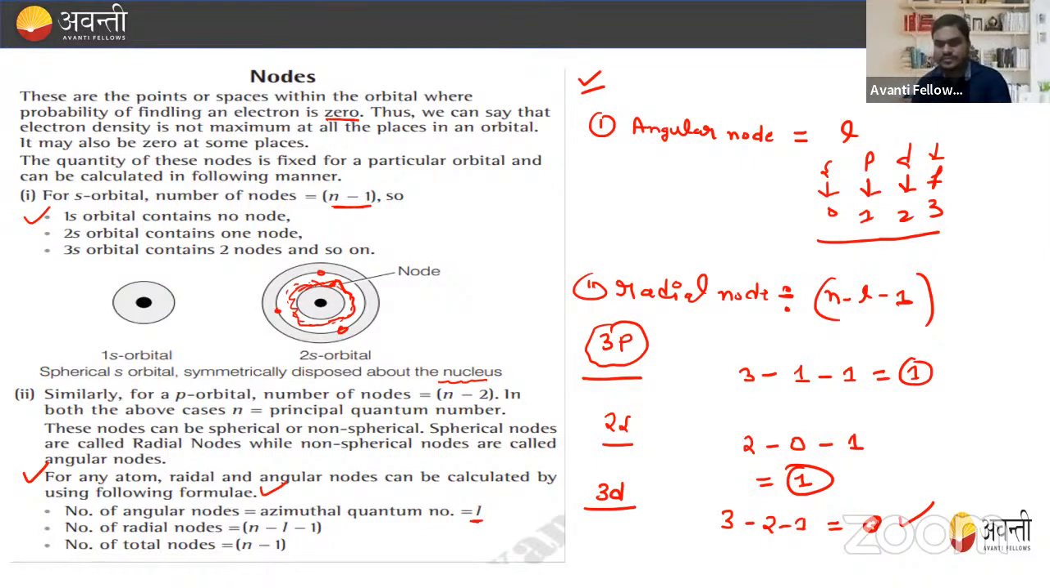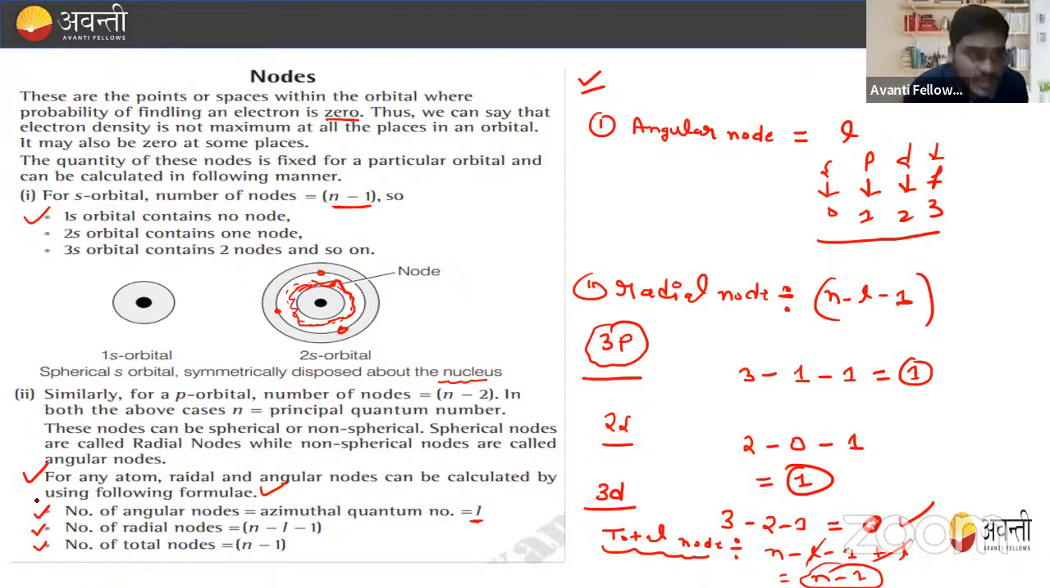This is how we can calculate the angular node, radial node, and the total node. If someone wants to know the total node, what is the total node, beta? The total node is equal to angular plus radial. So it comes out to be n minus 1. So the total number of nodes is equal to n minus 1, as you can see here. This is the total node.